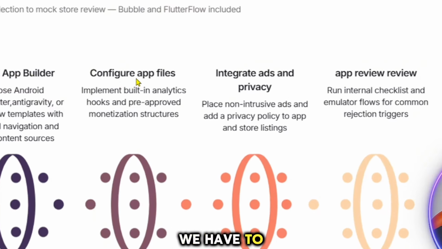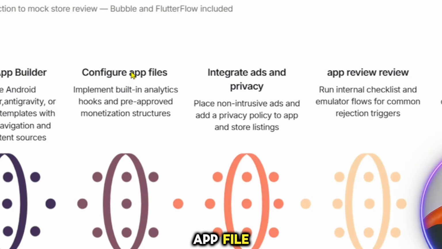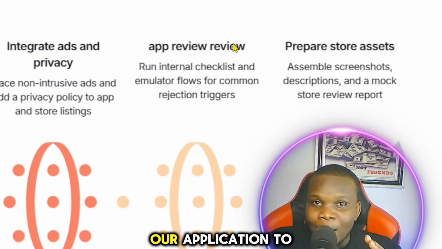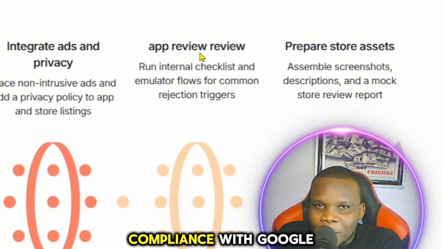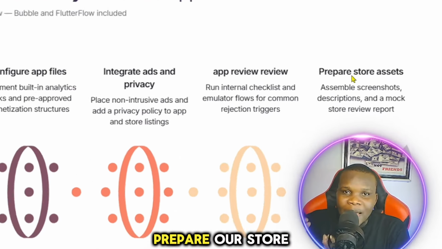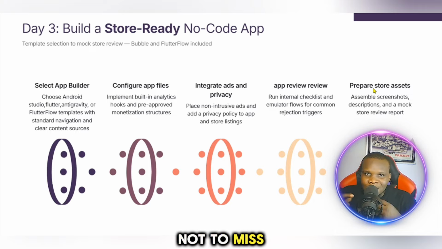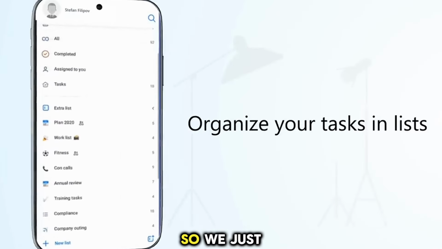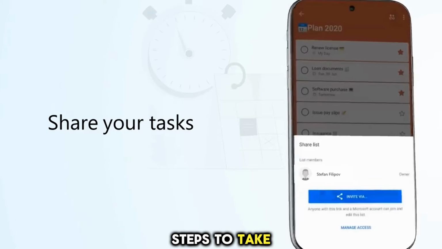The second thing we have to do is configure our app file. The third thing is to integrate our Google AdMob ads, and then we're going to review our application to make sure that it is compliant with Google AdMob policy. The fifth step is to prepare our store assets. So for you not to miss this, make sure you watch this video carefully, step by step, to the very end. We just have 5 simple steps to take in this day 3.